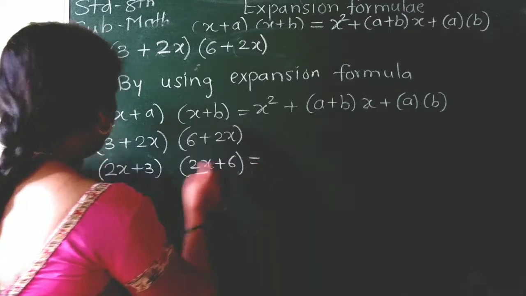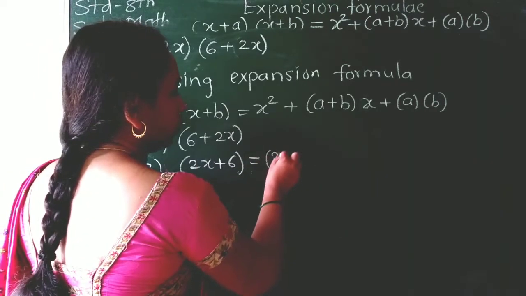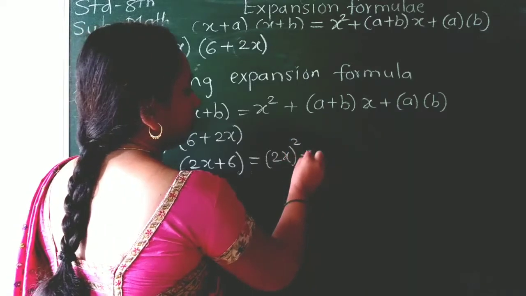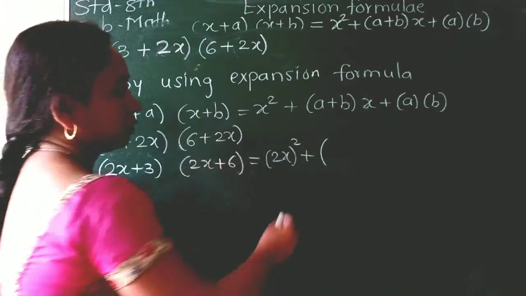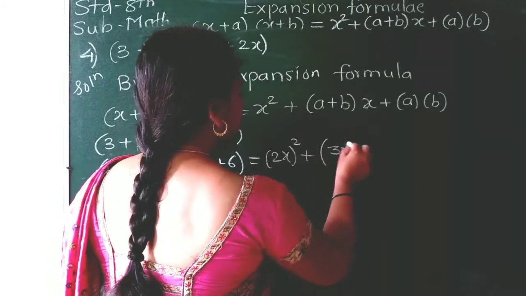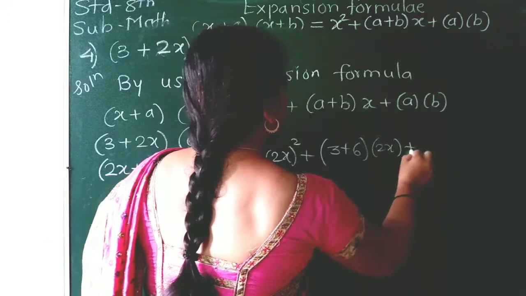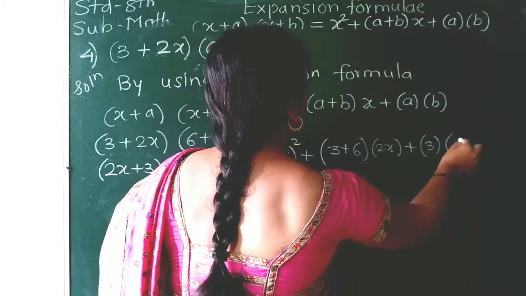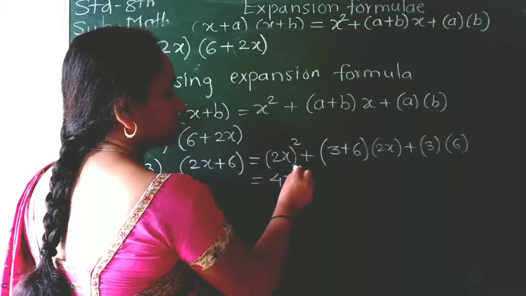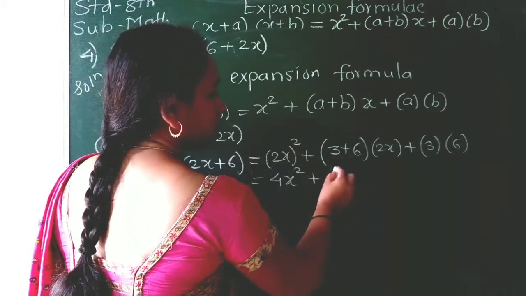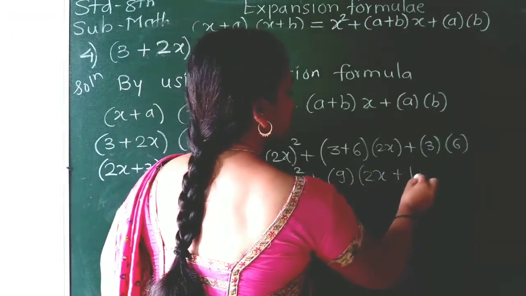So here x we should replace with 2x. So here (2x)² plus a plus b: a is 3, b is 6. So here (3 + 6) into 2x plus 3 into 6. (2x)², that means 4x², plus here it is 9 into 2x, plus 18.